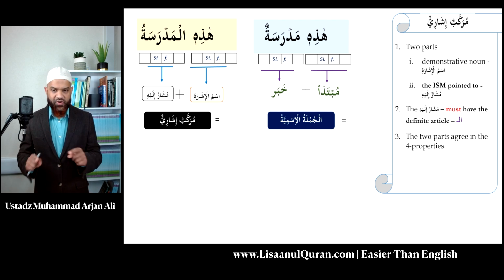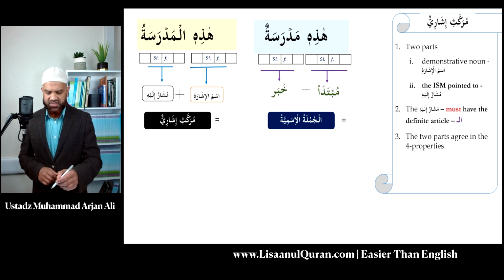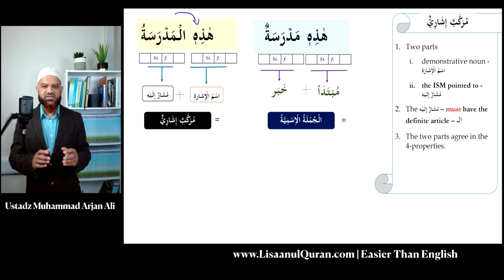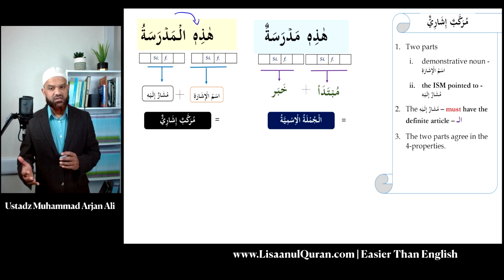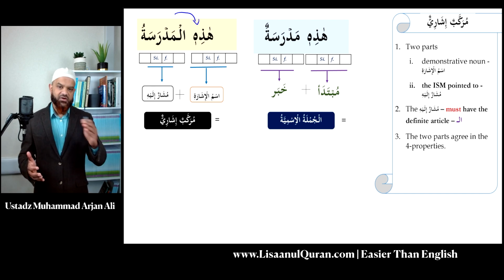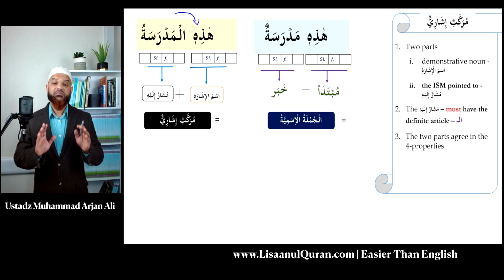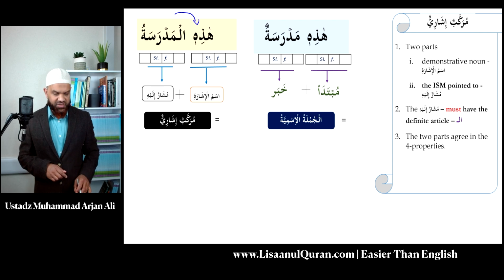And the 2 parts will agree with each other in the 4 properties. So in here, inshallah ta'ala, you can see in the second example, the properties are matching: masculine, masculine, singular, singular, feminine, feminine, singular, singular, dual, dual, or plural, plural, whatever it is, it needs to match. And if the noun that you're pointing to is in nasab, the other one will be nasab, rafa, rafa, jar, jar. We'll look at that later, inshallah. But all the 4 properties will match, similar to the descriptive phrase. Of course, in the descriptive phrase, you don't have the pointing word. That's the only difference. So please note these things.